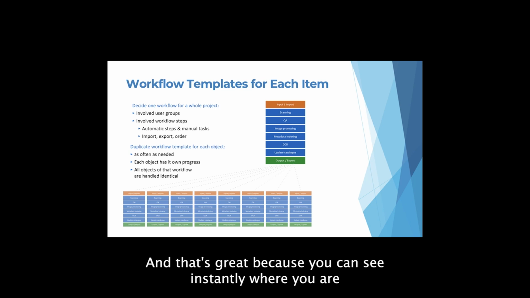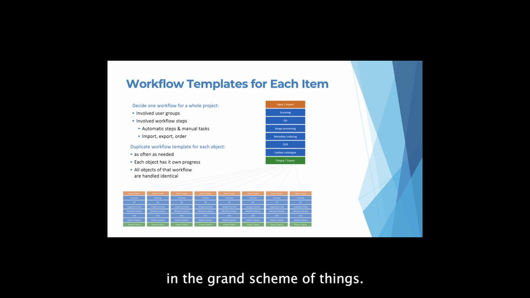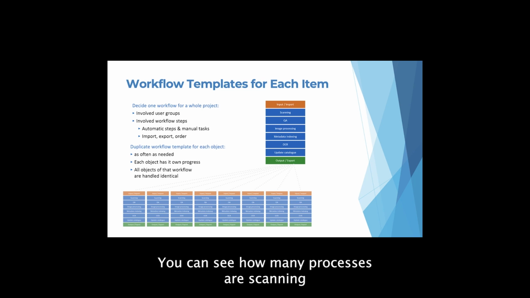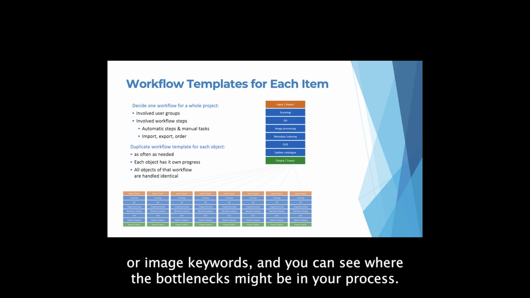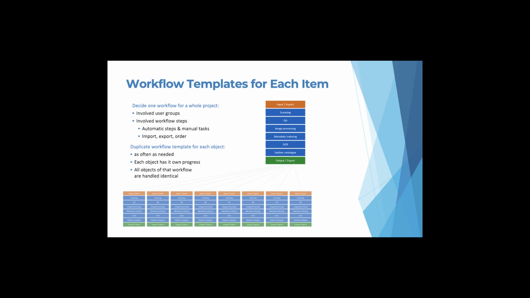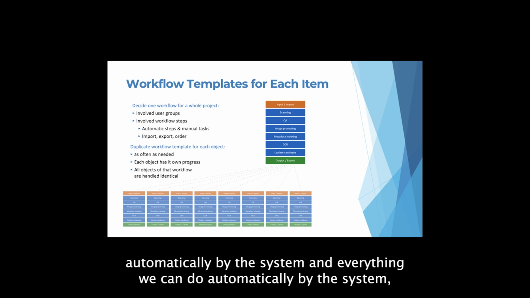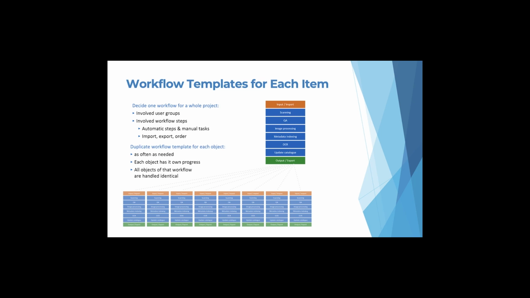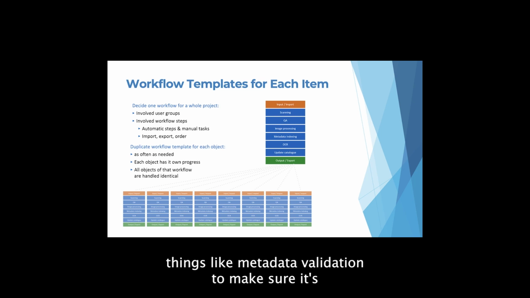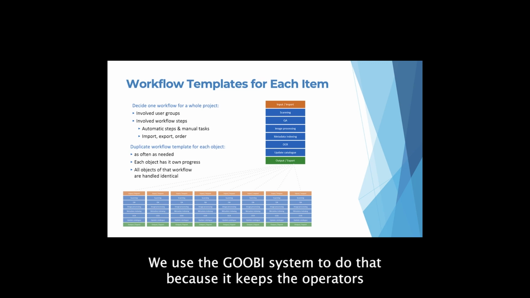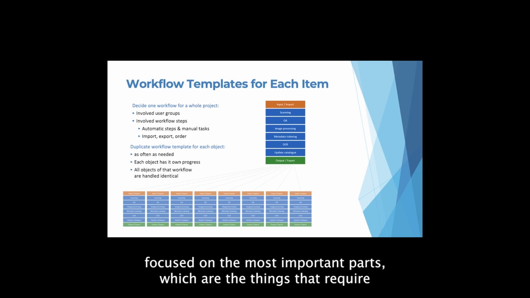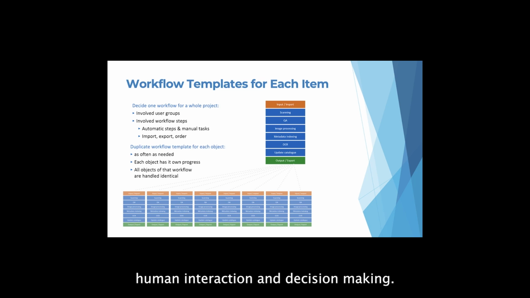And that's great because you can see instantly where you are in the grand scheme of things. So you can see how many processes are at scanning or image QA, and you can see where the bottlenecks might be in your process. Some of the tasks are done by a person, and other tasks are done automatically by the system. And everything we can do automatically by the system, in things like metadata validation to make sure it's compliant, image processing, automatic cropping, we use the GOOBI system to do that because it keeps the operators focused on the most important parts, which are the things that require human interaction and decision making.